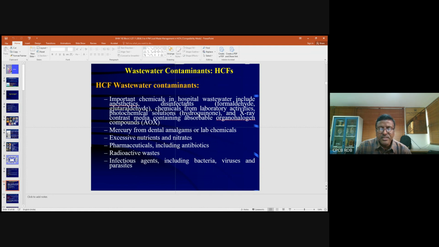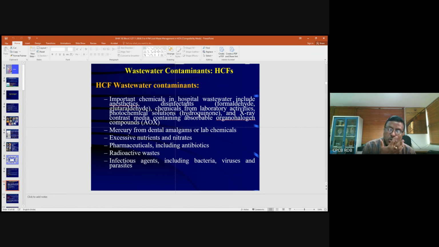And excessive nutrients and nitrates will also be there as a part of the wastewater. Pharmaceuticals, including antibiotics, may be discharged because outdated chemicals may be discharged into the drains and become a part of wastewater from the hospitals, or because of the consumption of pharmaceuticals by the patients, since through urine and fecal matter there is a possibility of pharmaceutical residues.